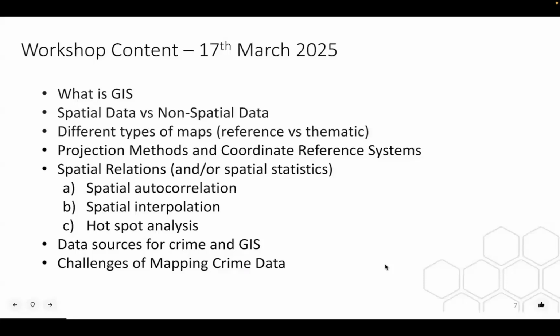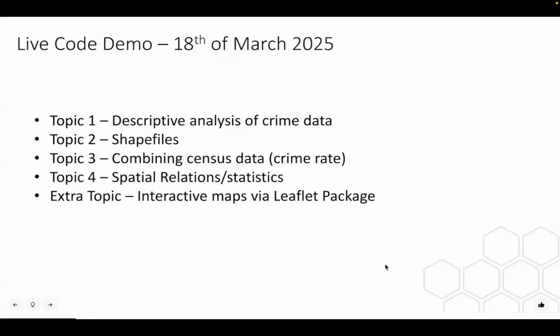data. In tomorrow's workshop, which will also be held at 11 a.m., we'll be working through four main topics. This involves first looking at descriptive analysis of crime data. We then move on to discussing shapefiles and how to attach this to our crime data. We then combine our census data with this data to allow us to establish crime rates. And then lastly, we'll look at those spatial relations and analyses, specifically hotspot analysis and interpolation. There are also some extra topics, including how to make interactive maps via leaflet, and depending on time in tomorrow's workshop, we'll see if we can get through those.